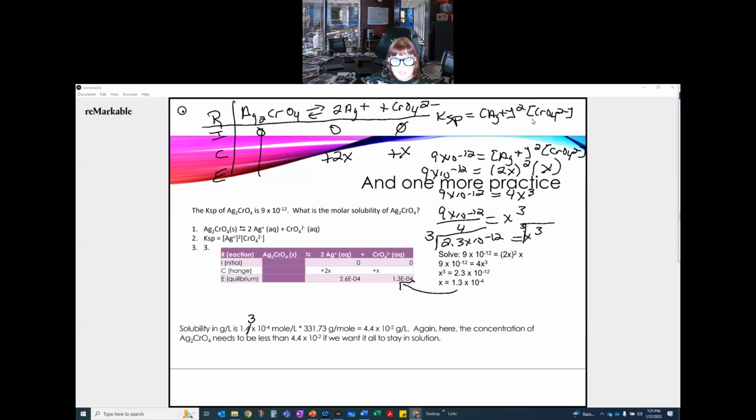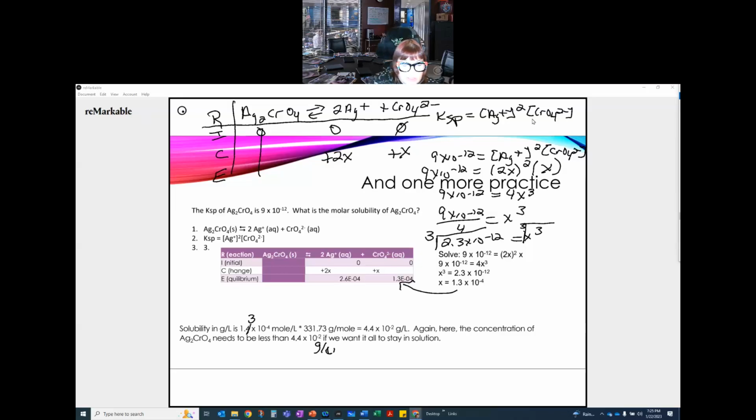All right. So my concentration of Ag2CrO4 needs to be less than 4.4 times 10 to the minus 2 grams per liter, because that's in grams per liter, or less than the 1.3 times 10 to the minus 4th molar. Okay, so those are the two ways that I can look at that. Now, hopefully that makes sense to you.